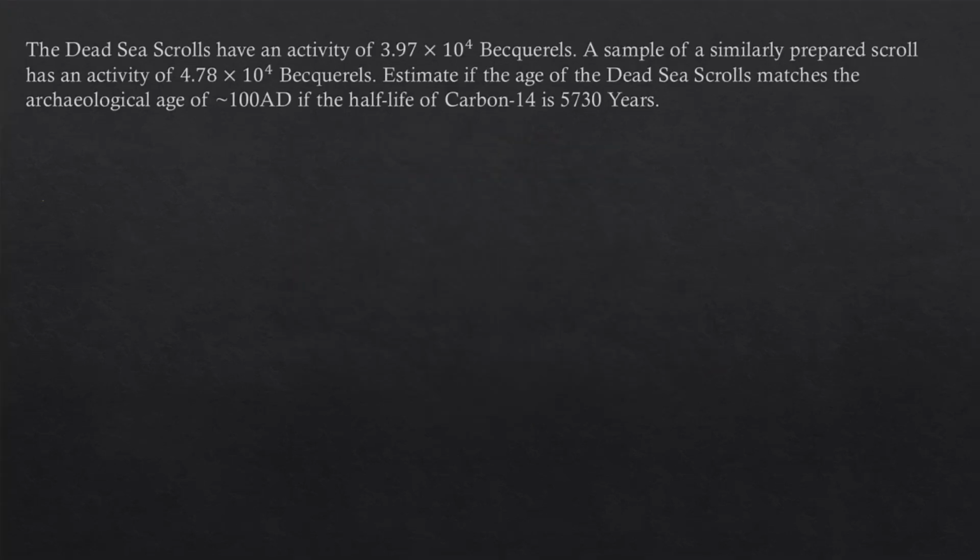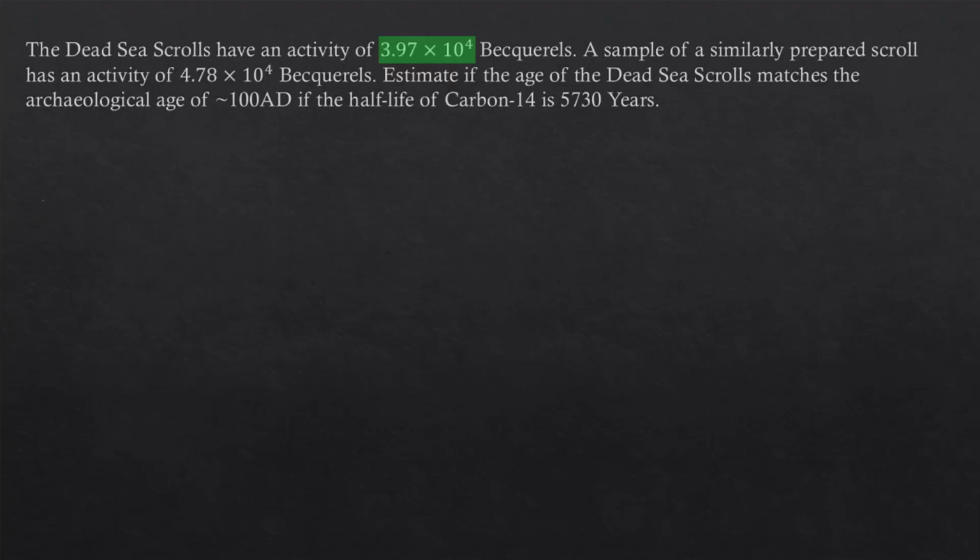In this scenario, the Dead Sea Scrolls, which are thought to be one of the oldest books of the Hebrew Bible, have an activity of 3.97 times 10 to the 4 becquerels, which are the measure of the amount of decays of a substance per second, commonly called the activity. A sample of a similarly prepared scroll has an activity of 4.78 times 10 to the 4 becquerels. Estimate if the age of the Dead Sea Scrolls matches the archaeological age of about 100 AD if the half-life of carbon-14 is 5,730 years.